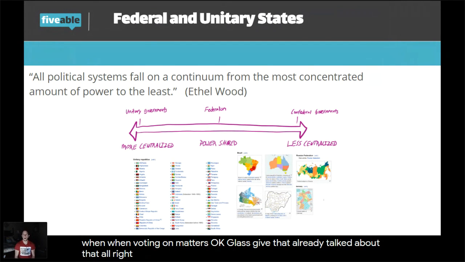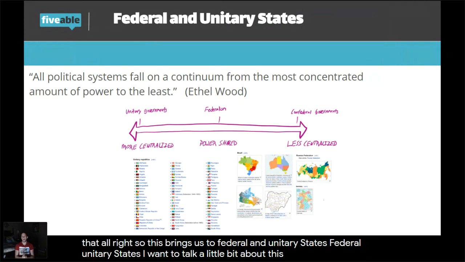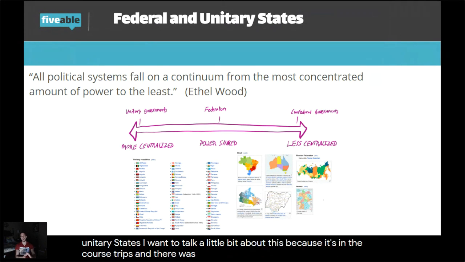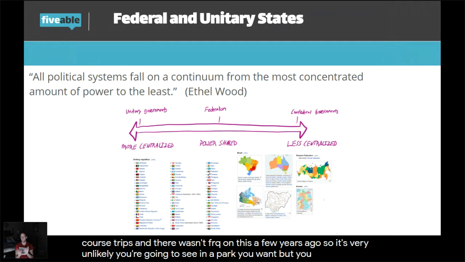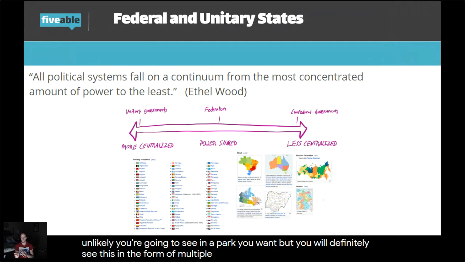All right, so this brings us to federal and unitary states. I want to talk a little bit about this because it's in the course description. There was an FRQ on this a few years ago, so it's very unlikely you're going to see an FRQ on it, but you will definitely see this in the form of multiple choice.